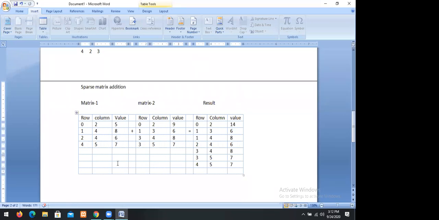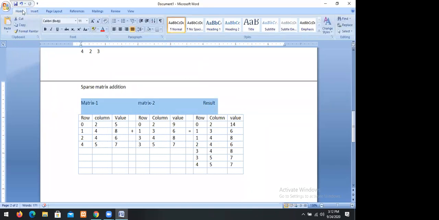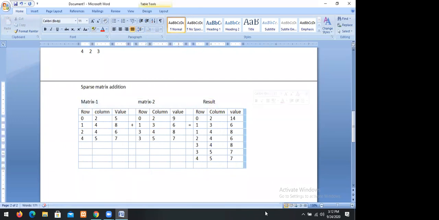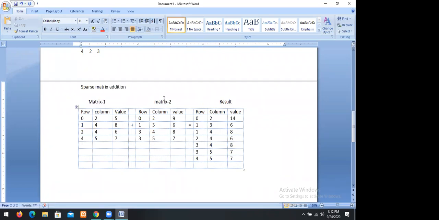So this is the representation. So let us assume there are two matrices. This is matrix 1 and this is matrix 2. So this is matrix 1, this is matrix 2, and this is the result.